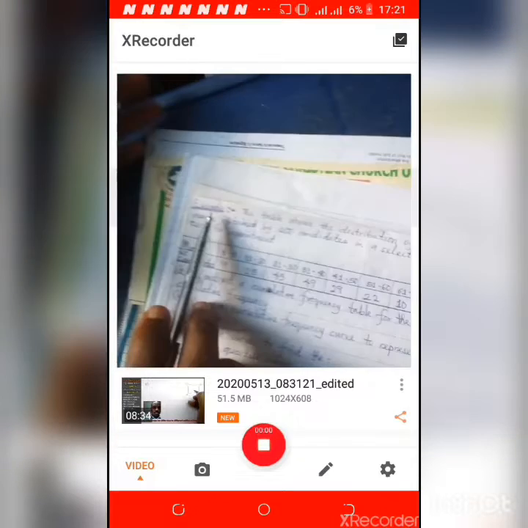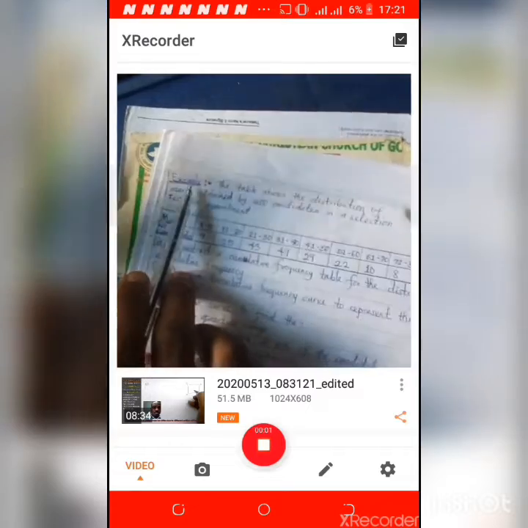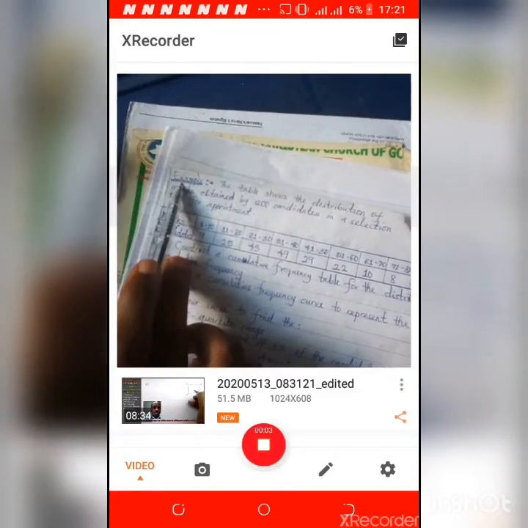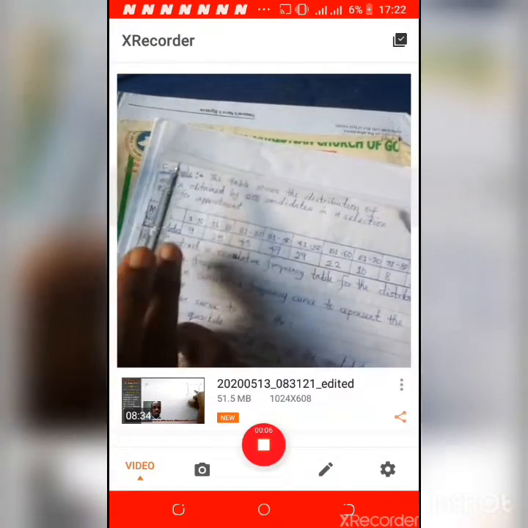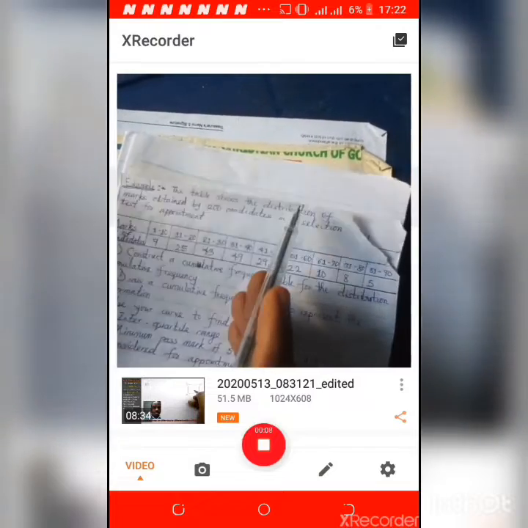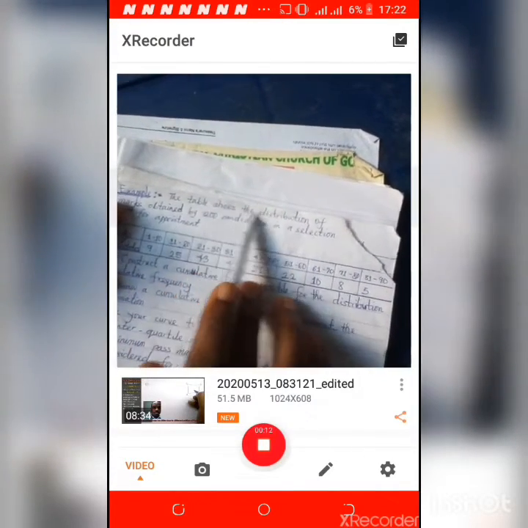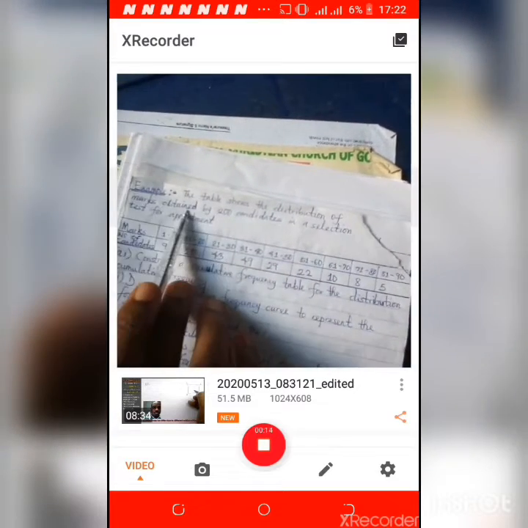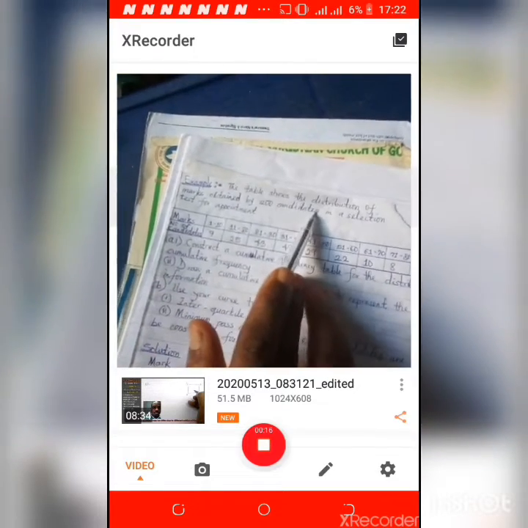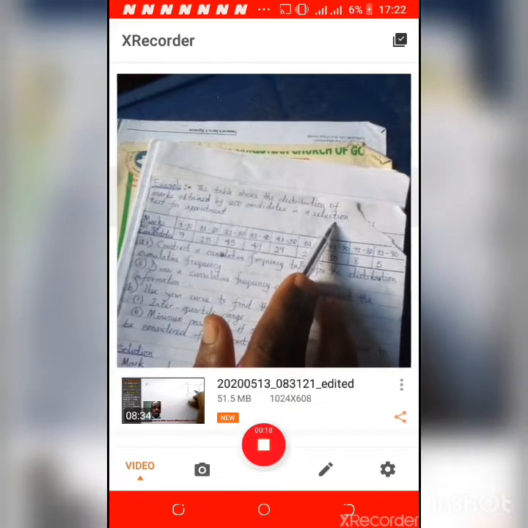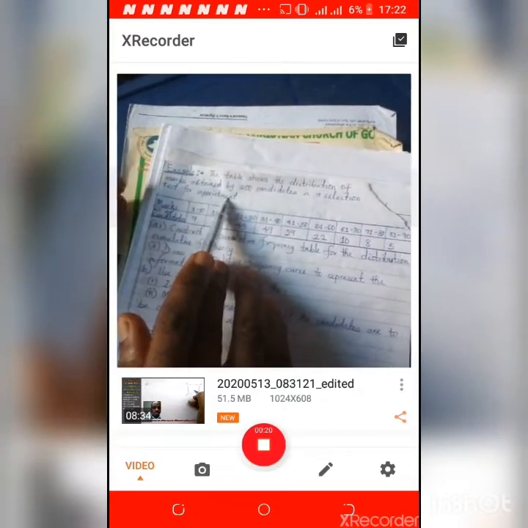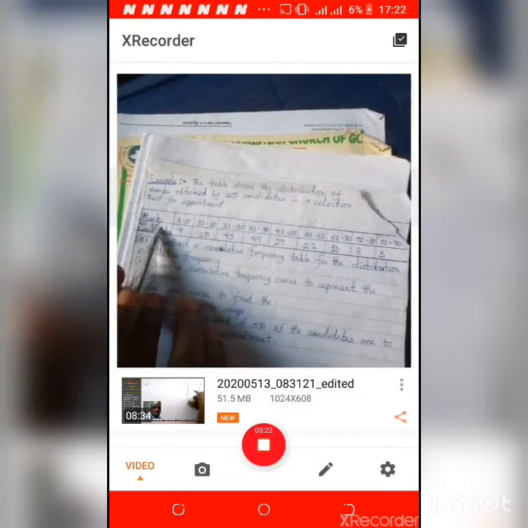Now, in continuation of the video of the introduction of cumulative frequency, understanding the terms that are involved in it, let's dive into the example now. The table shows the distribution of marks obtained by 200 candidates in a selection test for appointment. So we can see the frequency distribution table. This is the frequency distribution table.